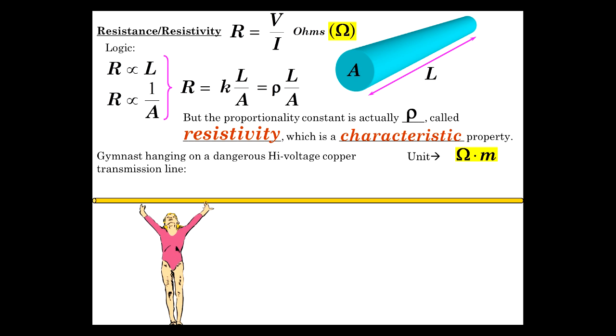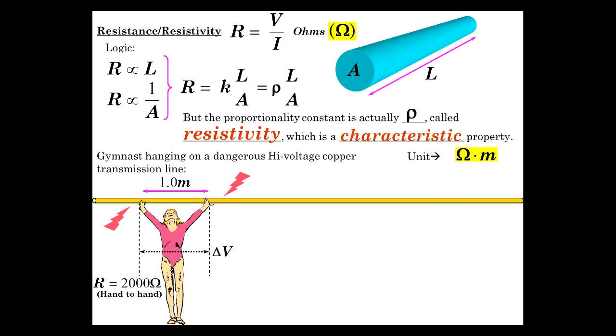And I'm going to use the example, that's kind of disturbing, I realize, of a gymnast hanging on a high voltage transmission line. I don't know why she's up there in the first place, but who else but a gymnast would be up there hanging from a wire? All right, well, anyway, it doesn't really matter. There's a lot of data here, so let's kind of go through it. Her arms are spanning 1 meter of length. Now, really what's important is what's the voltage across her arms, which is going to result in a dangerous shock. Perhaps. We're going to find out.